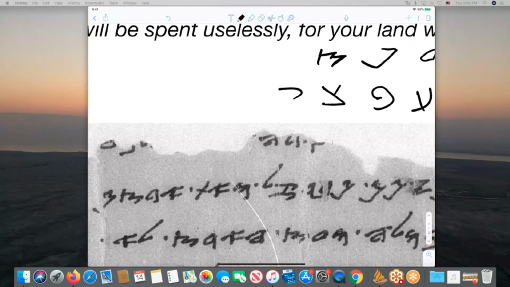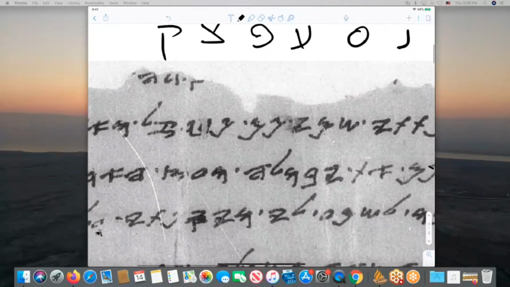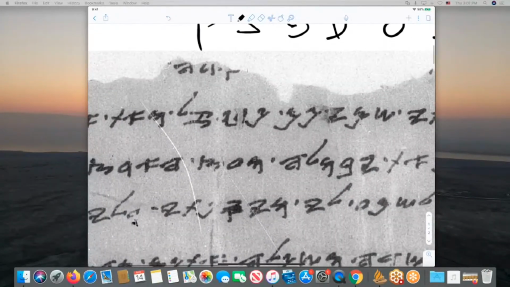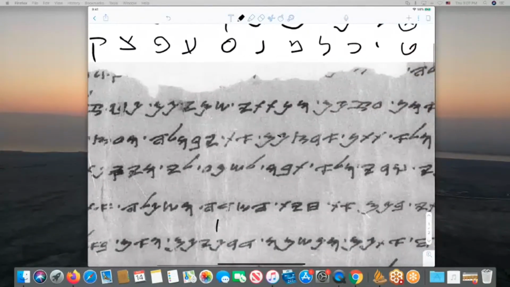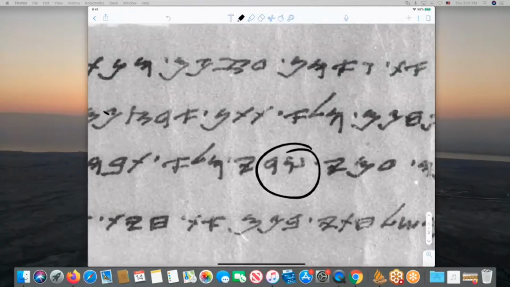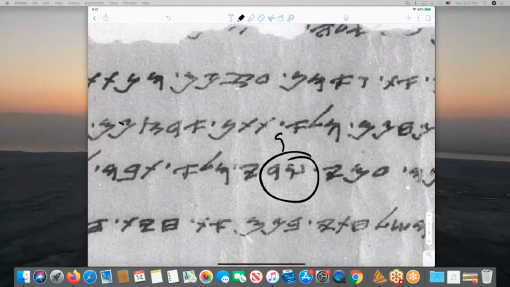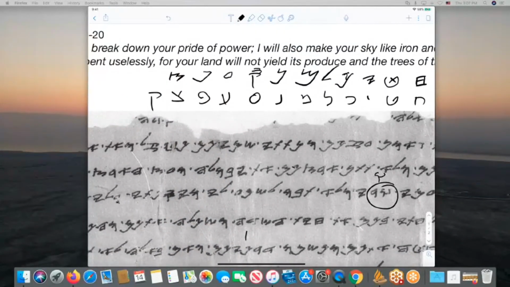Then we have a Kuf. And a Kuf is also a letter that has a couple different ways of being written among the Dead Sea Scrolls, even in the Paleo-Hebrew. Here's one right here. It kind of has this interesting little hook look to it. Quite different than the Kufs that we see later, like my block Kuf below. Something like that.